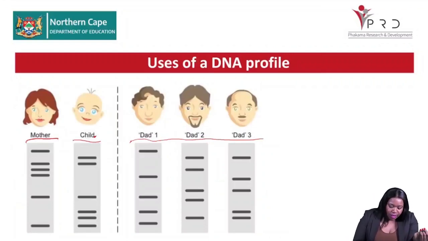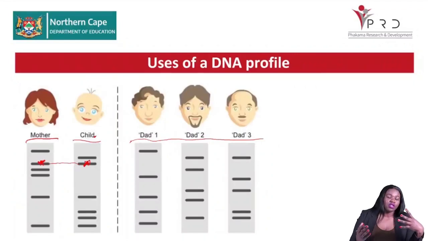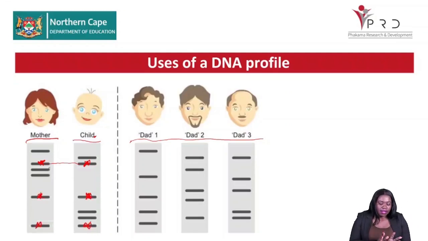So the first band of the mother does not match with the child. Then the second band of the mother matches with the second band of the child. So I'm just going to mark both of them to show that these two bands are matching with the child. Third and fourth band of the mother do not match. And then the next band of the mother matches with the third band of the child. The last band of the mother matches with the last band of the child. So we have three bands from the mother matching with three bands of the child.